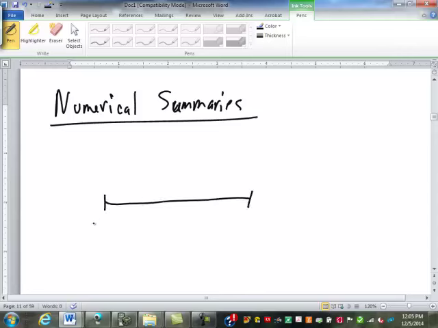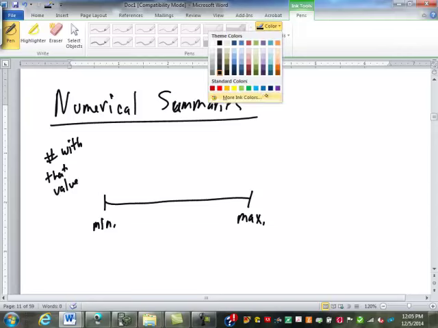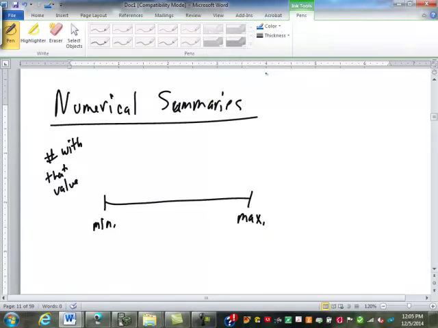So from the smallest, called the minimum, to the largest, called the maximum. And it's just a curve, and the height of the curve is the number with that value. So the higher the curve is, the more items in the population or sample had that value. So for most curves, it's really low out here where the minimum is, and it's relatively lower than the maximum. So there's very few items that are at the smallest and largest values. Most of them tend to be in the middle.